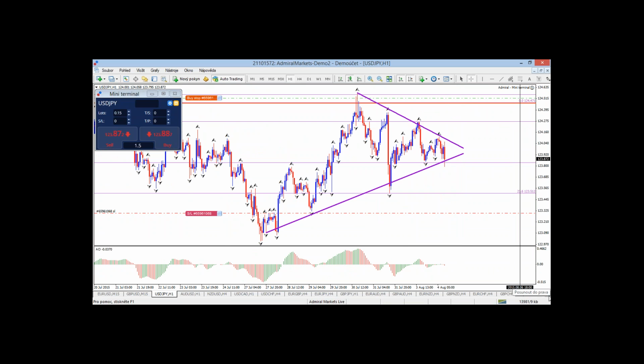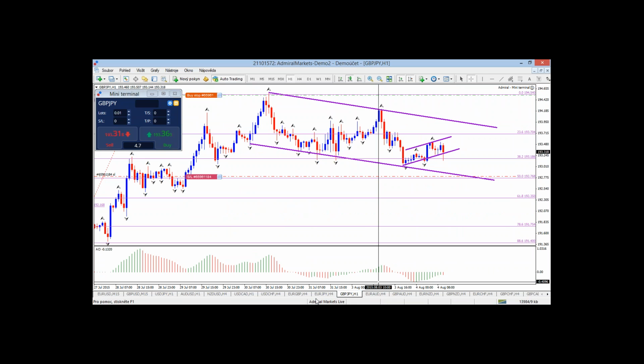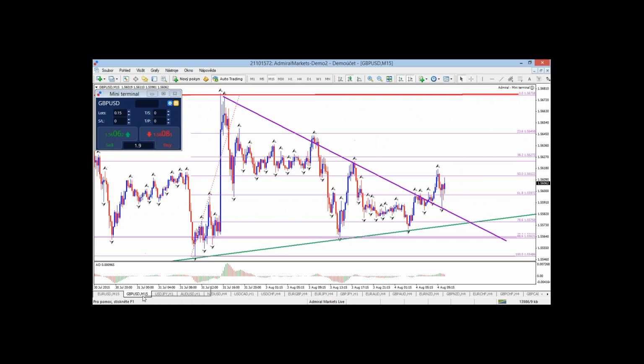So the dollar CAD and euro dollar and pound yen seem to be the most interesting at the moment. Yeah, not a lot of choice. Maybe the crosses are more interesting. But before I do that, let me take a look at the DAX.